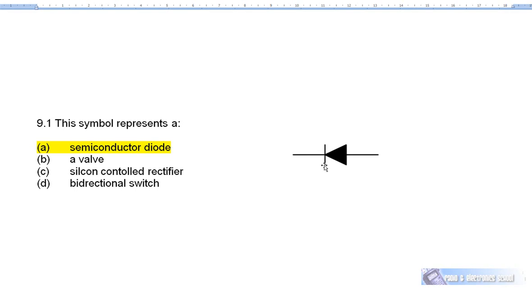This symbol on the diode is the cathode. This symbol is the anode. Diodes only conduct from cathode to anode, so from left to right. You'd have to put negative here, positive there, to forward bias this diode. Diodes will only conduct current in one direction only, from negative to positive. Therefore, one of the good applications for diodes is to convert AC into pulsating DC.